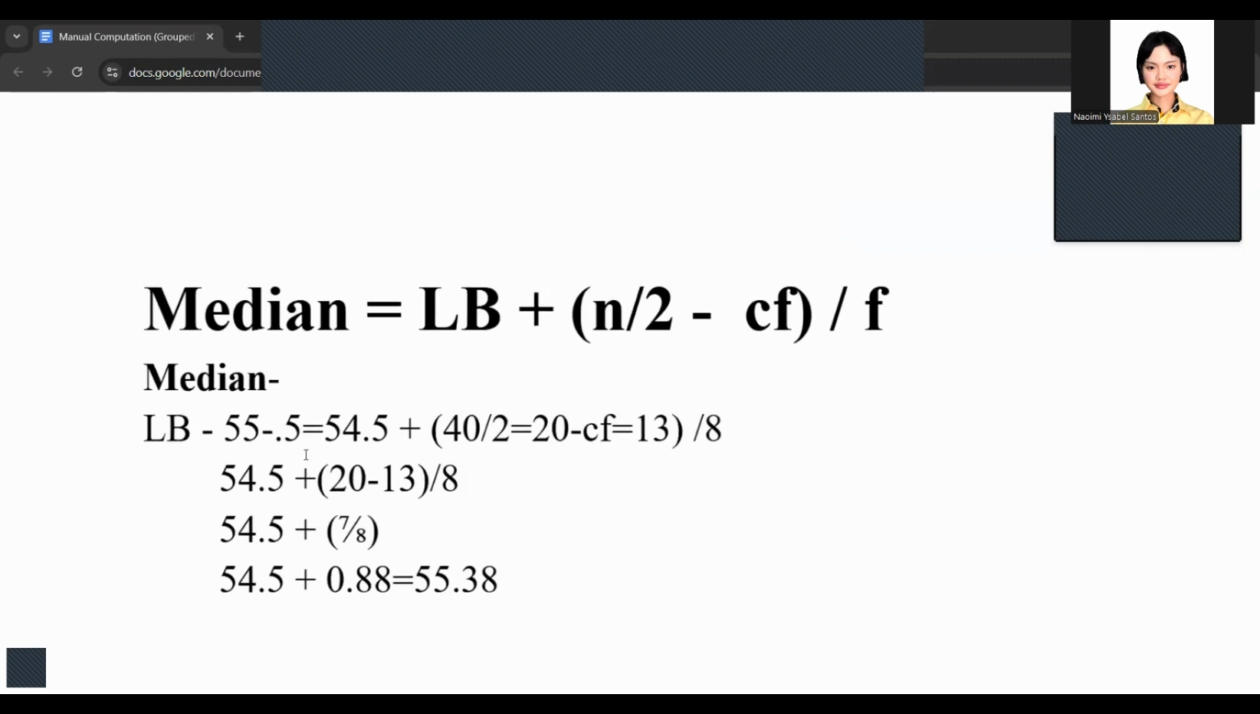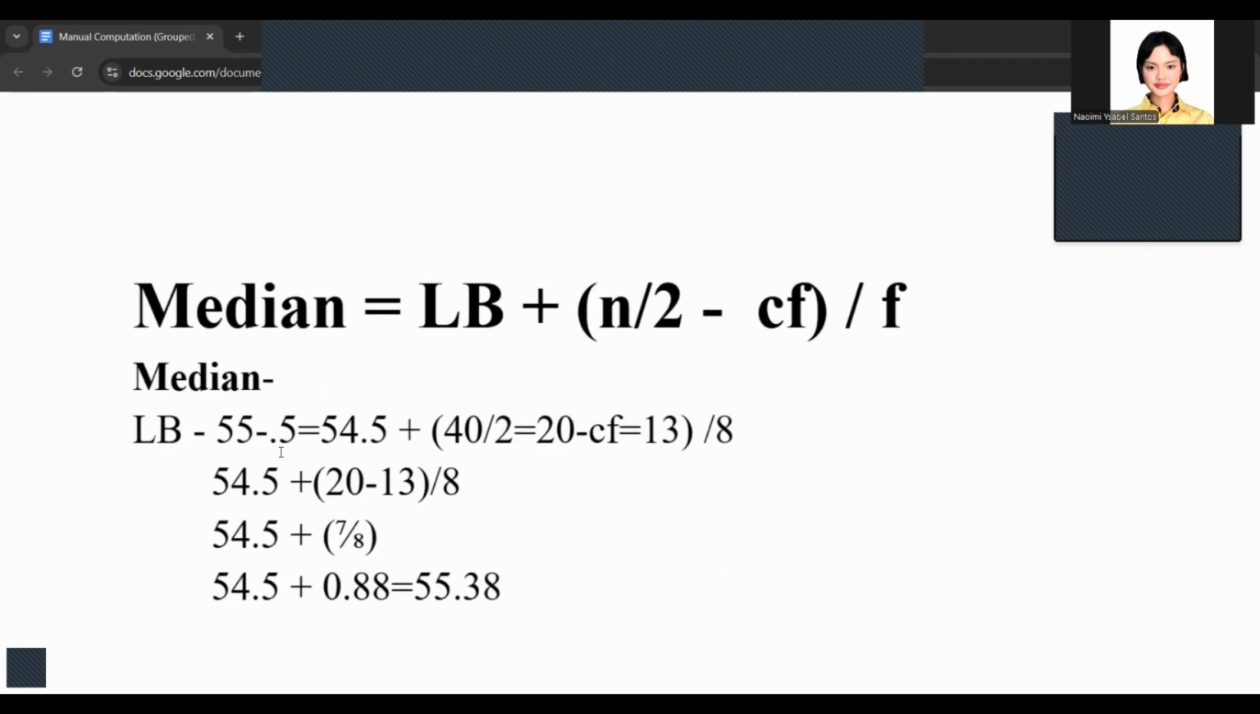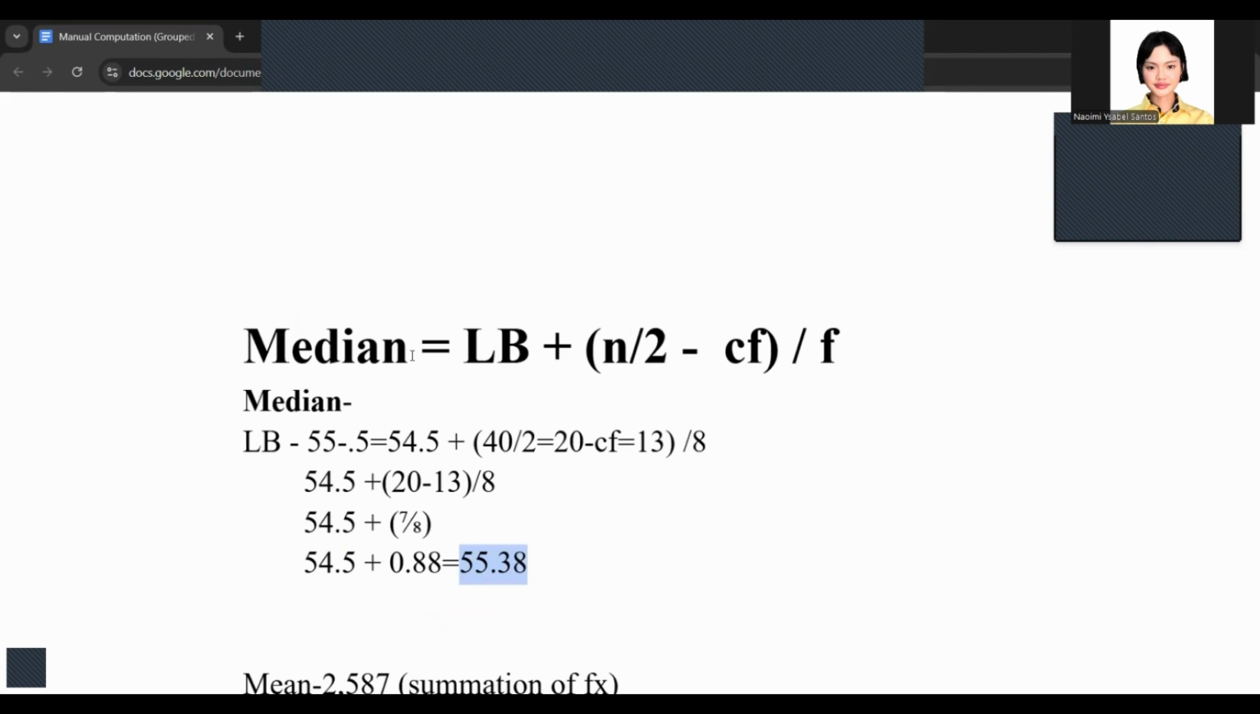So I already wrote the process below. I will explain it to you. So we already got 54.5 plus open and close parenthesis 20 minus 13 and divided by 8. Then we have 54.5 plus 7 divided by 8. We will have 54.5 plus 0.88 from this. And then our median will be 55.38.